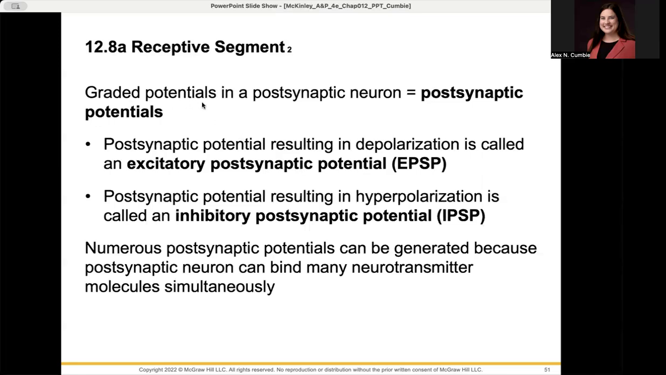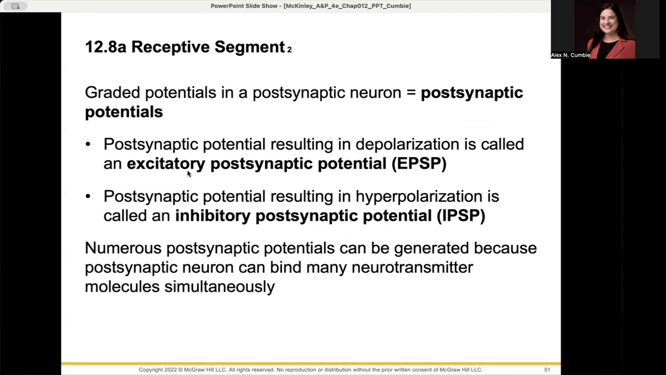So these graded potentials are happening to the postsynaptic neuron, right? Because we have a presynaptic one sending signals in the form of neurotransmitters. So we would call these graded potentials postsynaptic potentials. And again, they could have a net excitatory or inhibitory effect based on the neurotransmitter binding. And we could have multiple types of neurotransmitters binding. They could be excitatory ones and inhibitory ones that are binding at the same time. And so we want to get to what is the overall effect.